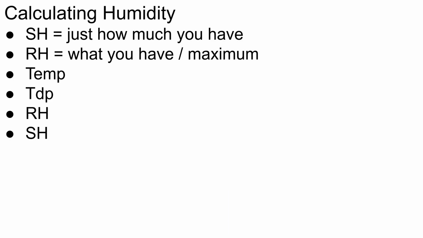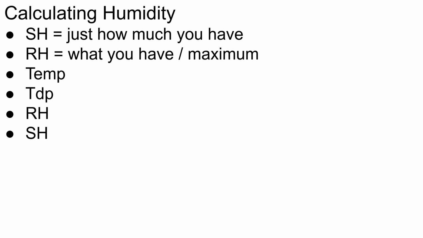All right. Calculating humidity. Now let's get into the practical stuff, and I need to go over a couple definitions. So here are the elements of information that I will provide to you, depending on what the question is. So SH is specific humidity. That is just how much you have. How much you have, specific humidity.